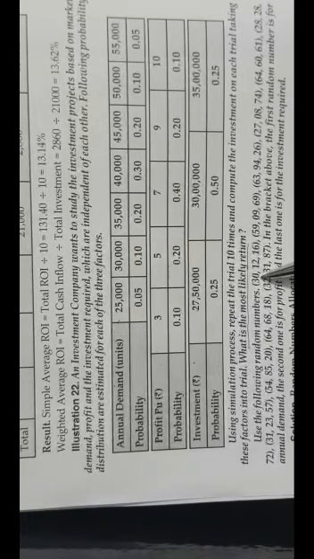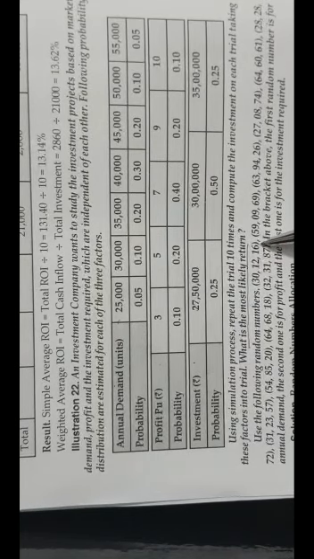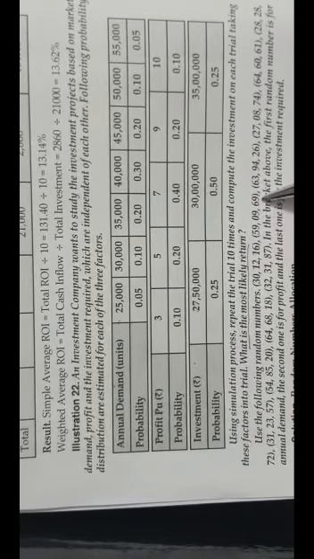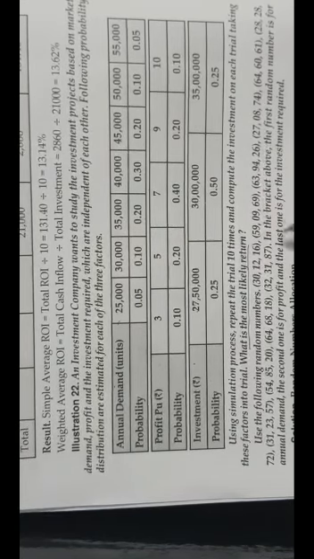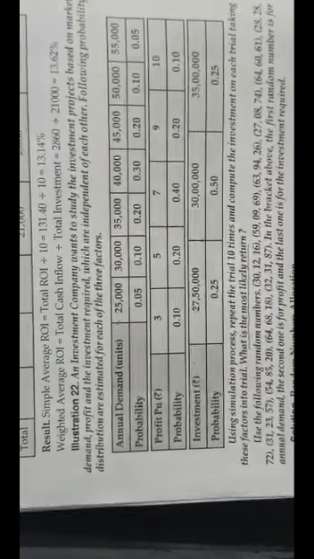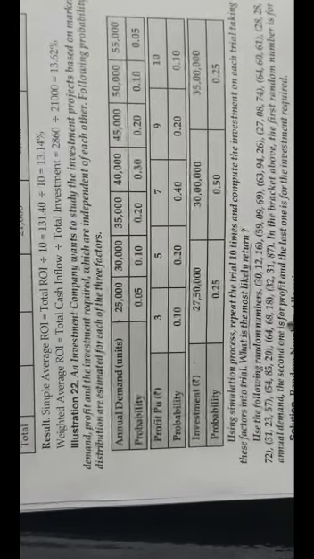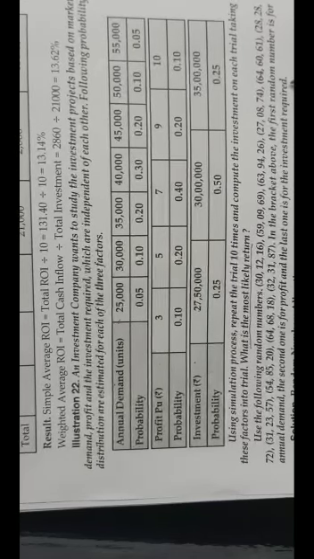30 would be for the annual demand in the first trial, 12 would be for the profit, 16 would be for the investment. Similarly, 59 would be for annual demand, 9 would be for profit, and 69 would be for investment for the second trial, and so on till the 10 trials. In the bracket above, the first random number is for annual demand, the second one is for profit, and the last one is for the investment required.